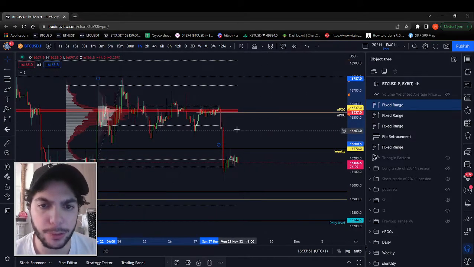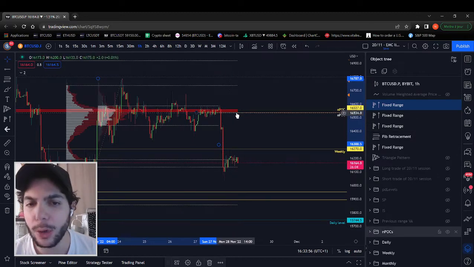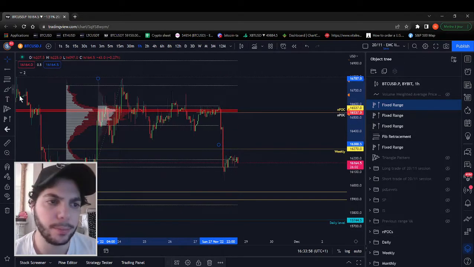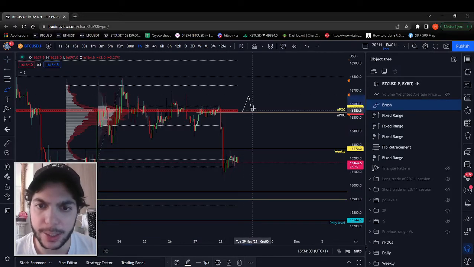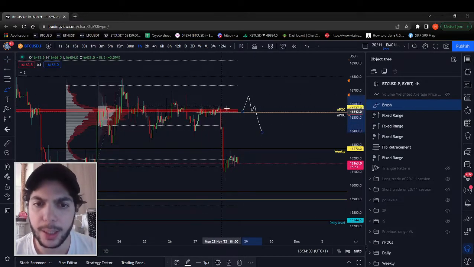Okay, again, the point of control right there. So you have the value area low, value area high. Value area high really close to this point of control. So really, I wouldn't be surprised to see something like this, right? Like clearly take all the highs.